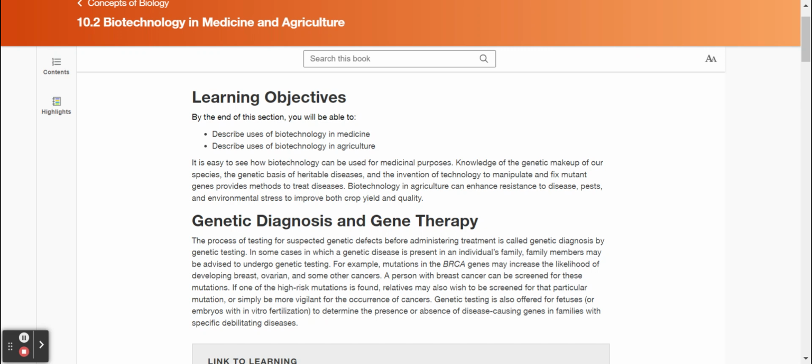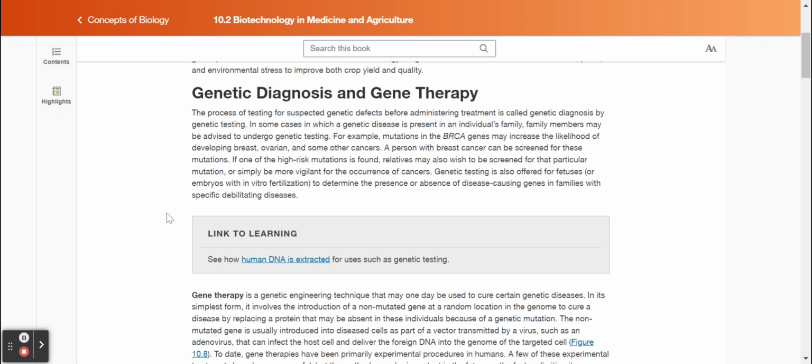Genetic diagnosis and gene therapy. The process of testing for suspected genetic defects before administering treatment is called genetic diagnosis by genetic testing. In some cases in which a genetic disease is present, an individual's family members may be advised to undergo genetic testing. For example, mutations in the BRCA genes may increase the likelihood of developing breast, ovarian, and some other cancers. A person with breast cancer can be screened for these mutations.